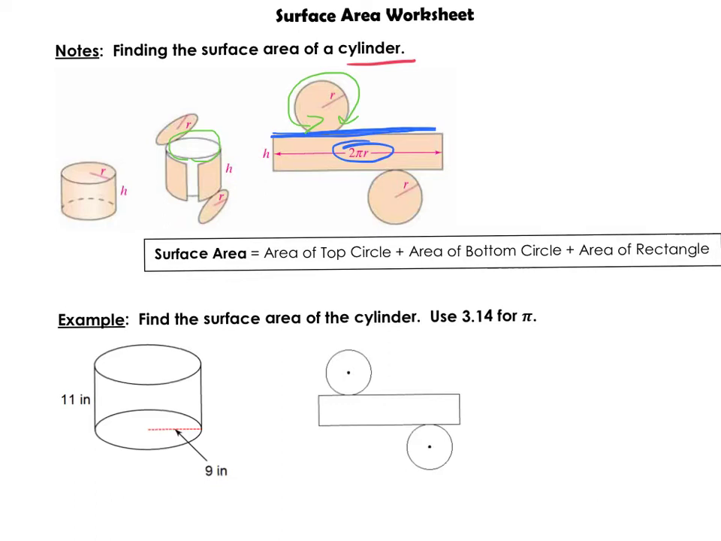Well, what does 2 pi r represent? It represents the circumference of the base, 2 pi r. So since I know what the radius is, I can plug it in, I can calculate the circumference, and it will tell me the length of the rectangle so that I can find the area of the rectangle. Again, to find surface area, I'm just going to add up the sum of each of the surfaces. The top circle, the bottom circle, and the rectangle. If I find each of those areas, it will give me the total surface area. So let's try an example together.